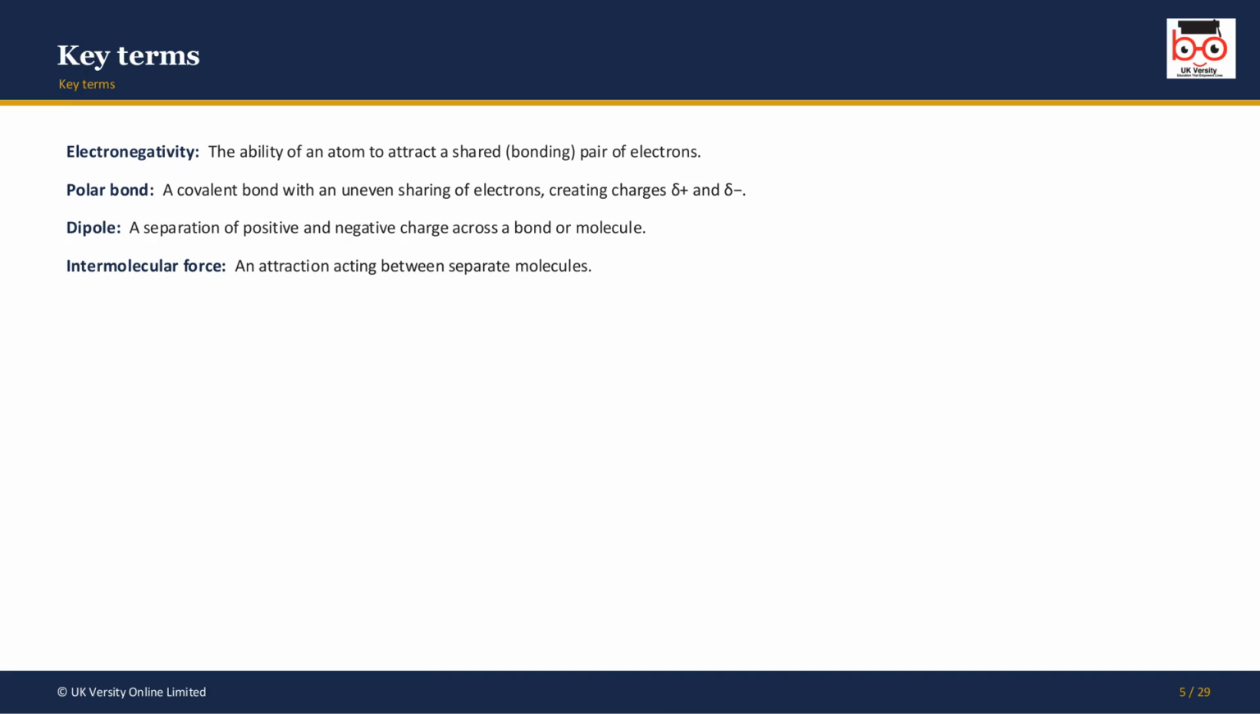Let's define the core terms. Electronegativity is an atom's ability to attract a shared bonding pair of electrons. A polar bond is a covalent bond with uneven sharing of electrons, creating a partial positive charge, delta plus, and a partial negative charge, delta minus. A dipole is a separation of positive and negative charge across a bond or molecule. And an intermolecular force is an attraction acting between separate molecules.